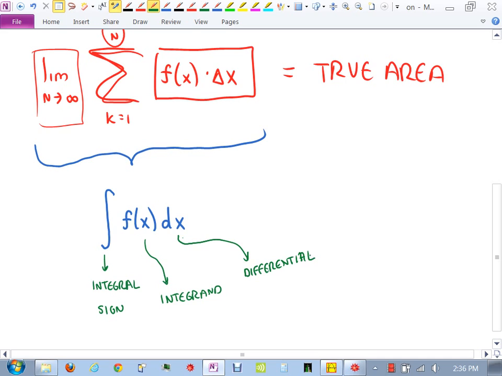And the differential becomes very important later on. Right now, it's really just the width of the rectangle. Okay? That's where it comes from. That delta x, that dx comes from the delta x. This f of x comes from that. And this integral sign is basically all that stuff right there.